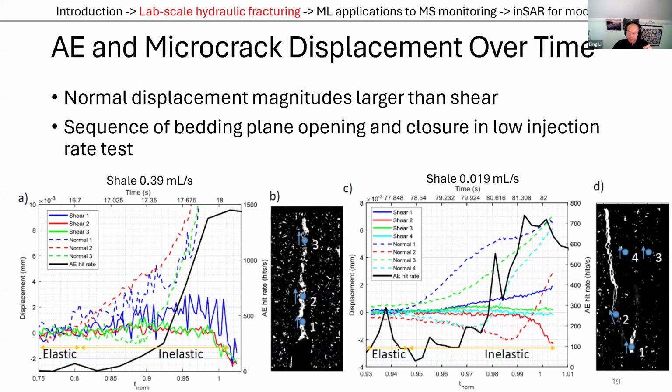Now, this is where it gets interesting, when we compare this to the Opalinus clay shale. You see that these normal deformations are much larger in magnitude and happen earlier than the shear deformation, right? This is once again coming back to this idea that in the Opalinus clay shale, when we develop these microcracks, they're primarily happening in tensile mode and not so much in the shear mode.